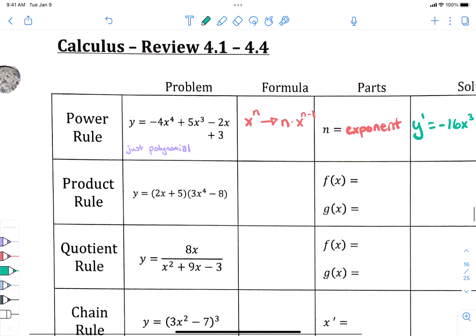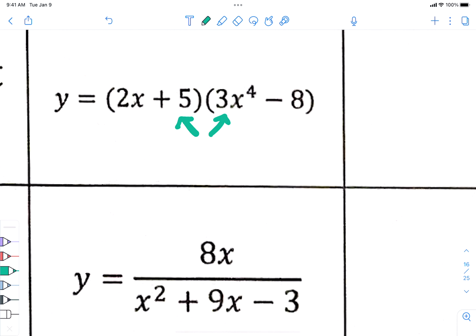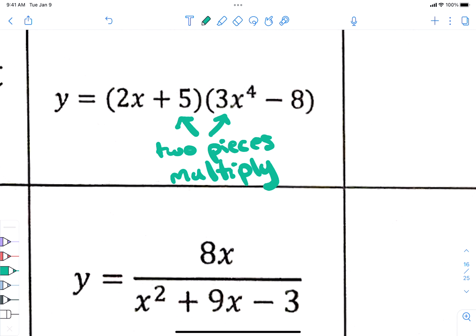All right, so, product rule. How do you know when you do the product rule? When you have a product, when you're multiplying, when you have two pieces multiplying. That's when you use it. Now, what do you call the first piece? F. And the second piece? G.